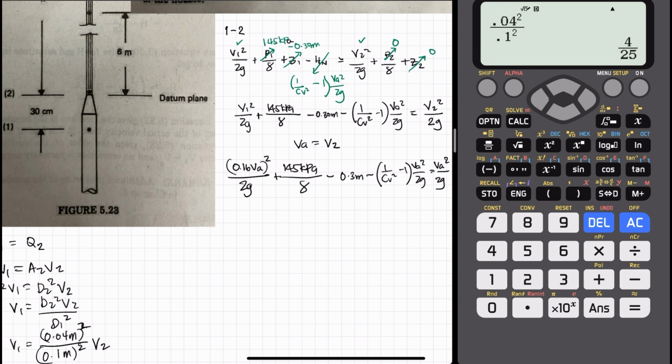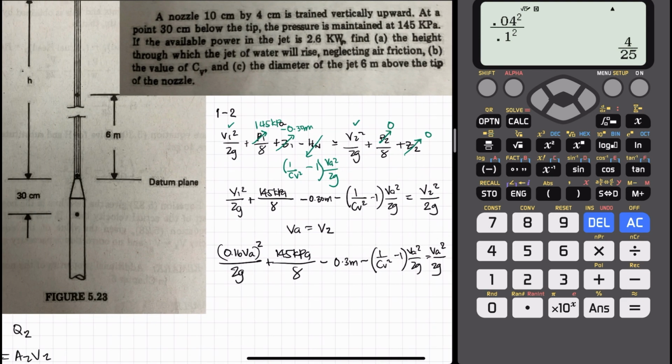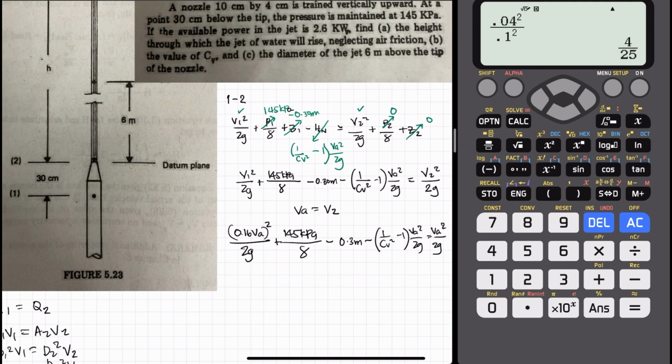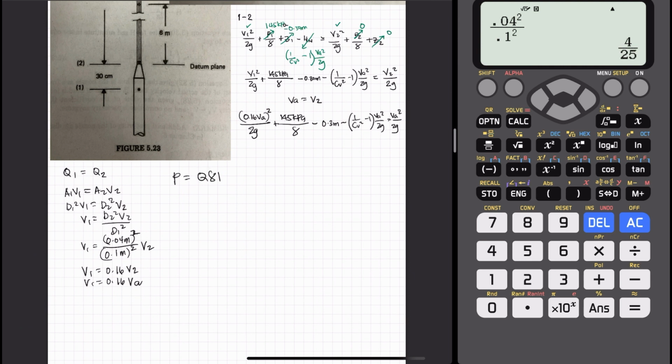Gamitin natin yung isa sa mga binigay na given, yung power in the jet, which is 2.6 kilowatts. So, if the power is 2.6 kilowatts, ang formula ng power is P is equal to Q gamma E. Alam natin that Q is equal to AV. And this time, ang pinag-uusapan natin na V is actual velocity and yung area ng mas maliit. Kasi yun din yung area ng jet, yung area ng tip ng nozzle.